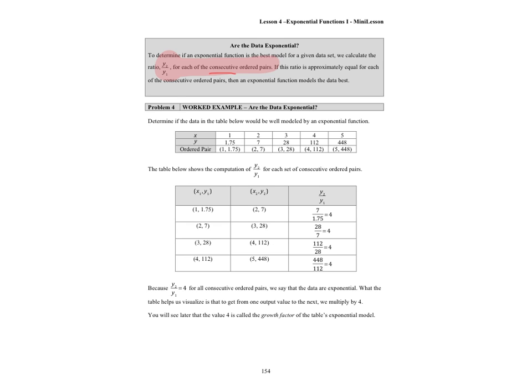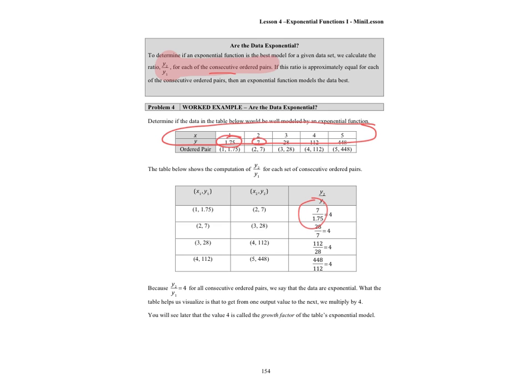So you can't do the first one and the last one. You have to do the ones that are back to back to back to back. And so they've given you a worked example of that down here where they take the data in this table, and to find out whether this is exponential, you take the second y, for this one it's 7, and divide it by the first y, for this one it's 1.75. And so they've done that right here, and they get 4.